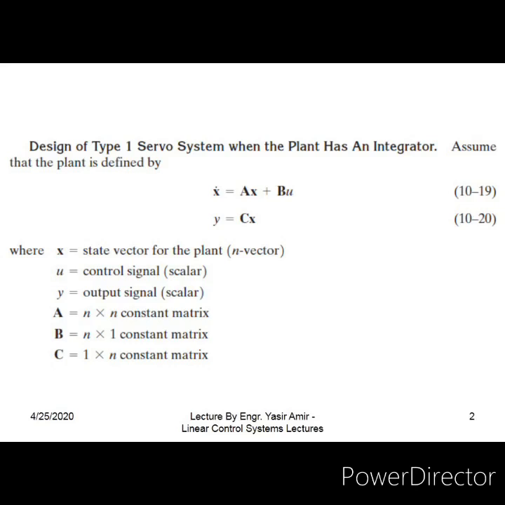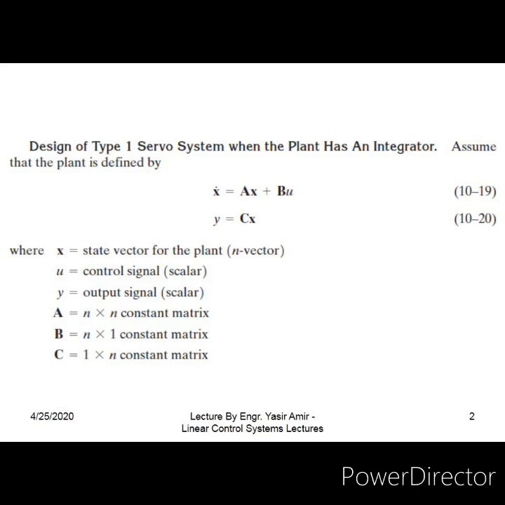A is the system matrix. It is n by n, with n rows and n columns, where n is the order of the system. B has n rows and one column because we have one input. C has one row and n columns. So this is our system. These two equations, equation numbers 10-19 and 10-20, describe our given system that we want to control.